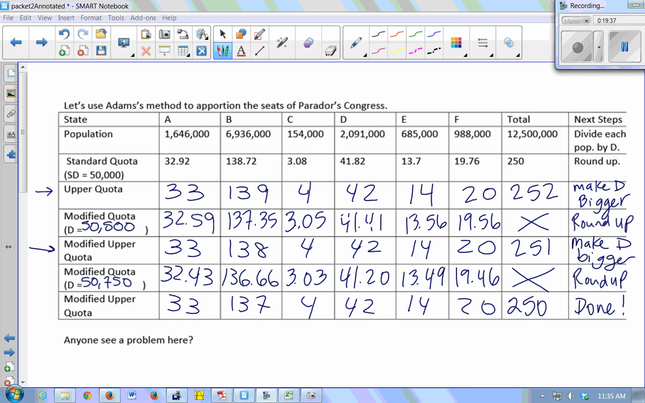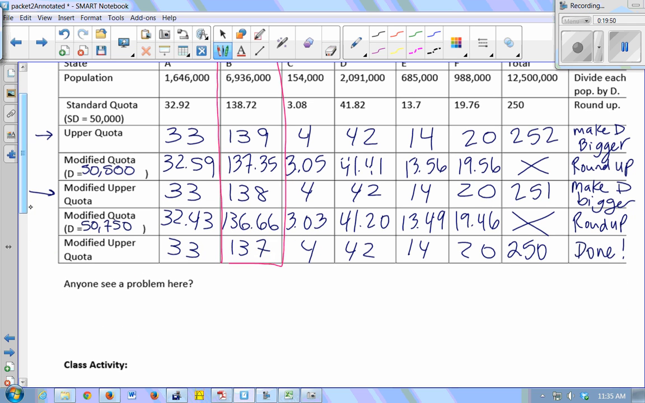Anyone see any problems? State B again. This time, last time they got more than they should have. This time they got gypped, right? State B, their standard quota, right, the exact number of seats that they should get in proportion to population is 138.72. It makes intuitive sense that we can't give out a partial seat, so we should either give them 138 or 139. But we've given them 137. So B got gypped.